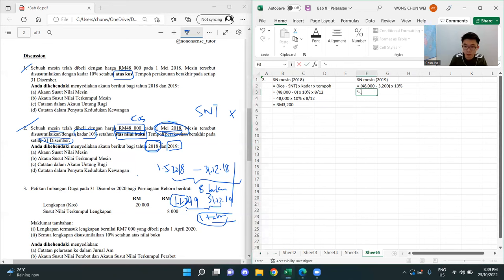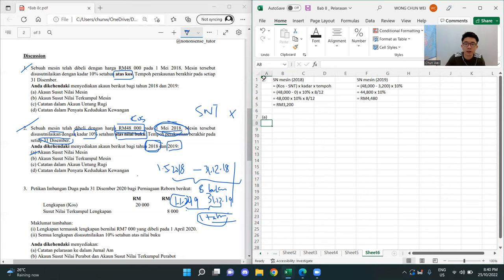So 48,000 minus 3,200, you get 44,800. What is this 44,800? Is actually your nilai buku. Okay, this 44,800 is your nilai buku. So use times, so you get 4,480. So we are using what kaedah? Kaedah baki berkurangan.